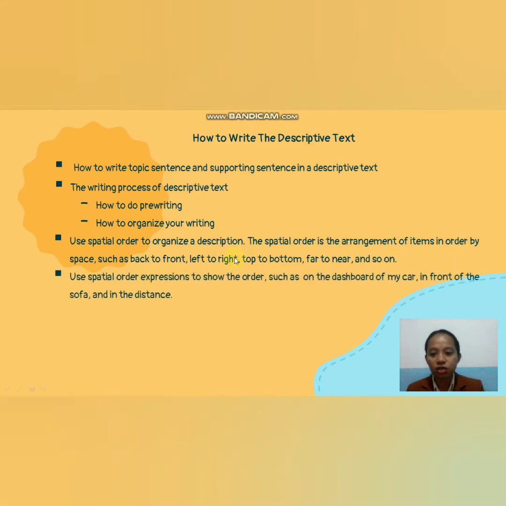And then use spatial order expressions to show the order, such as on the dashboard of my car, in front of the sofa, and the distance. And then a paragraph consists of three parts, namely topic sentence, supporting sentence, and concluding sentence.